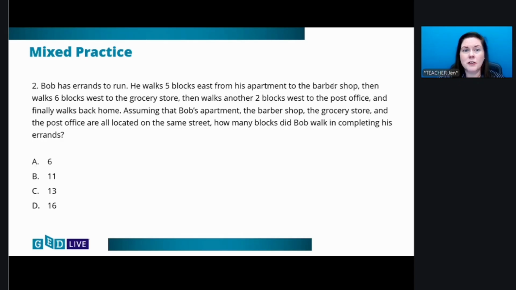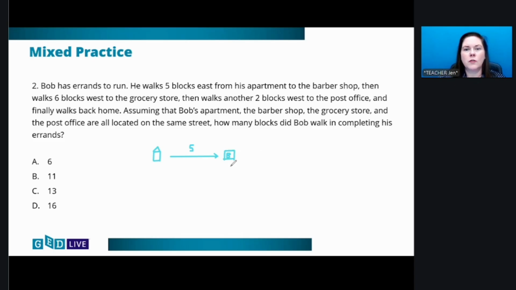So on test day, draw yourself a little picture. I'm going to draw myself a little house. I'm pretending it's New York. Okay, so it's like a really, really little apartment like that. And he walks 5 blocks east to the barber shop. So I would make a little square like this and put a B inside, so I remember that's the barber shop. And then I would put a 5. So I'm like, okay, that's this distance.